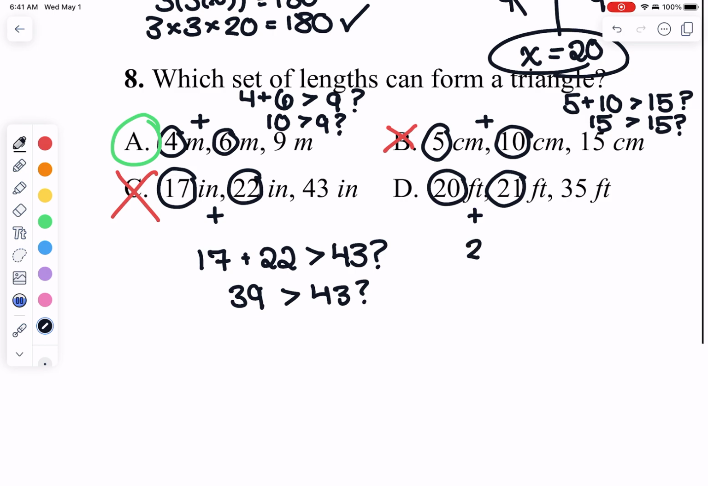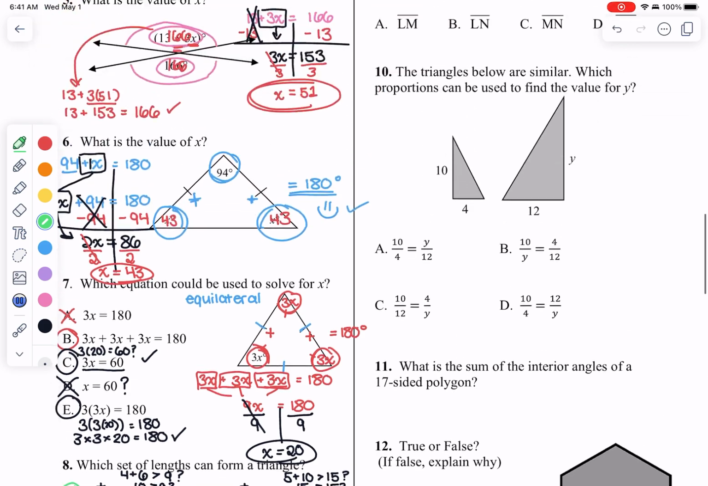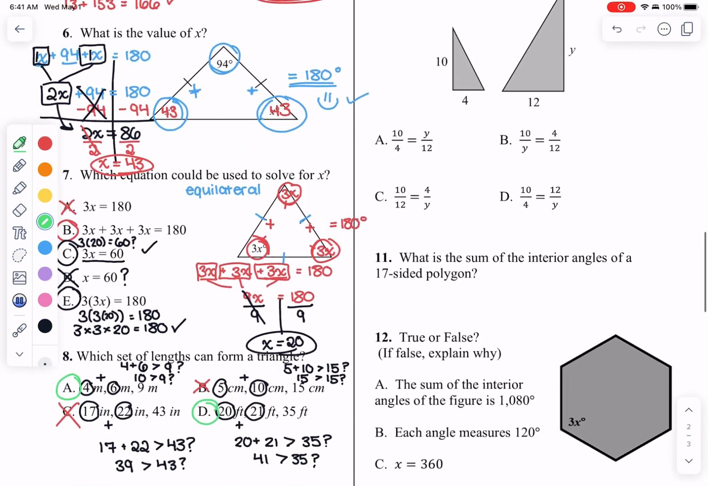And the last one, D. I got 20 and 21. 20 plus 21. Is it greater than 35? 20 plus 21 is 41. That is good. D is correct because the short side plus the short side is greater than the long side. All right, people, we got 4 questions left. Oh my gosh.